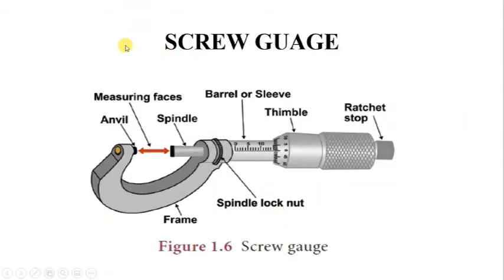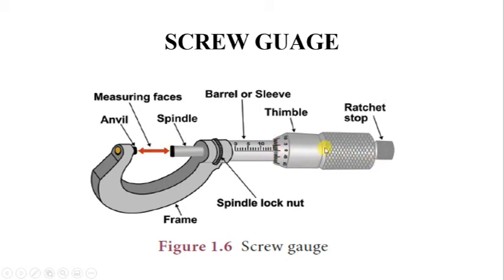So the second instrument we are going to see is the screw gauge. It is also like the vernier caliper but with small modifications. Here a U-shaped frame is there. In that U-shape, the left hand side end is immovable, but the spindle end is movable. This spindle is attached to the main scale here. From here to here is the main scale.